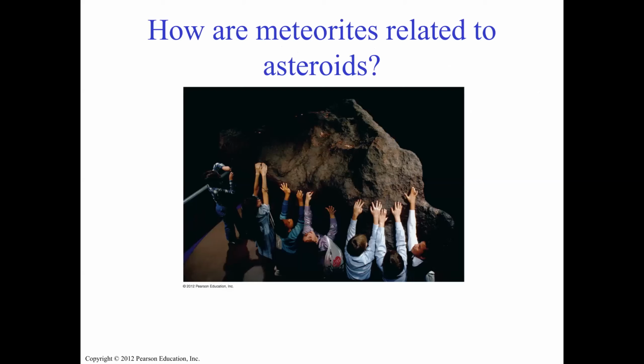But how are meteorites related to asteroids? Most meteorites are pieces of asteroids. When they're coming into the atmosphere, they start to shine and heat up, and they are just pieces of asteroids left. Okay. Now let's take a look at some terminologies that we have.